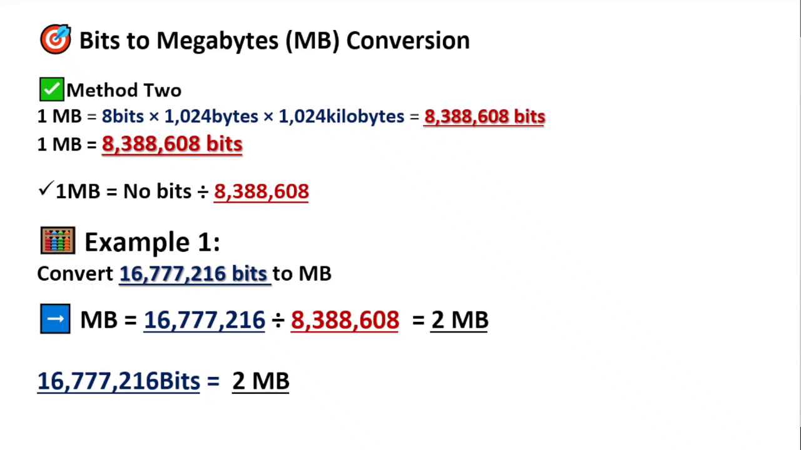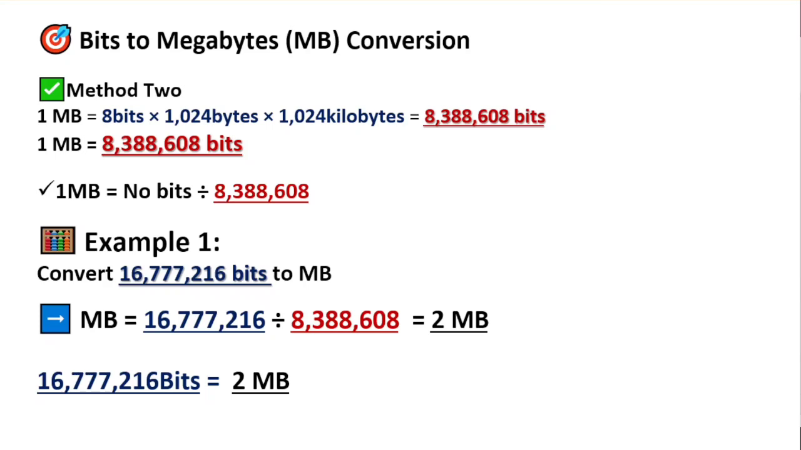We multiply 8 bits multiplied by 1024 bytes multiplied by 1024 kilobytes. That is what gave us 8,388,608 bits. So 1 megabyte is equal to 8,388,608 bits. So whatever conversion you want to do, you just have to divide with 8,388,608.